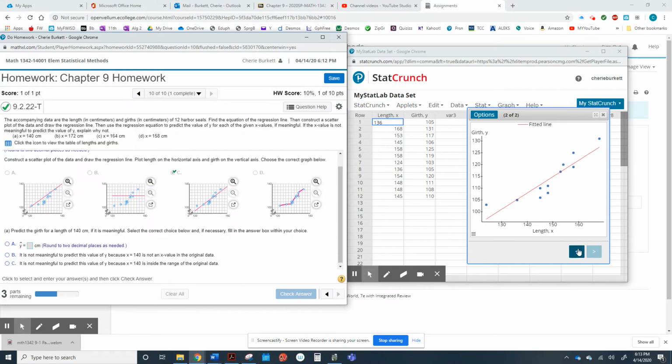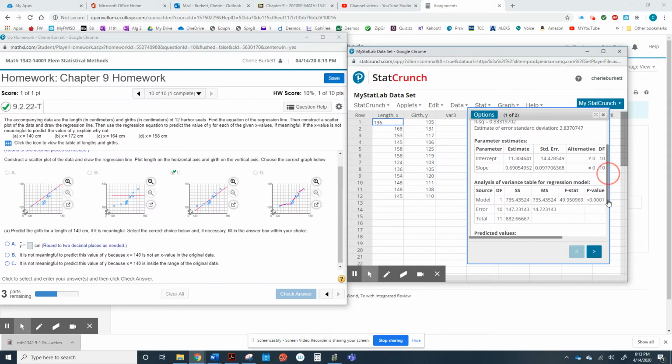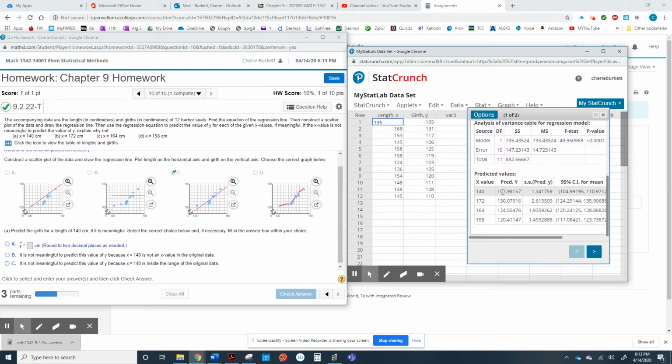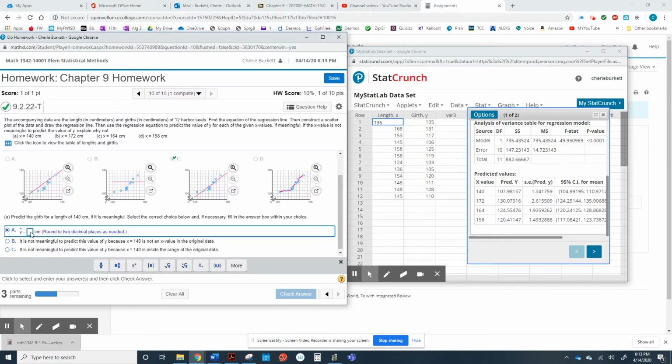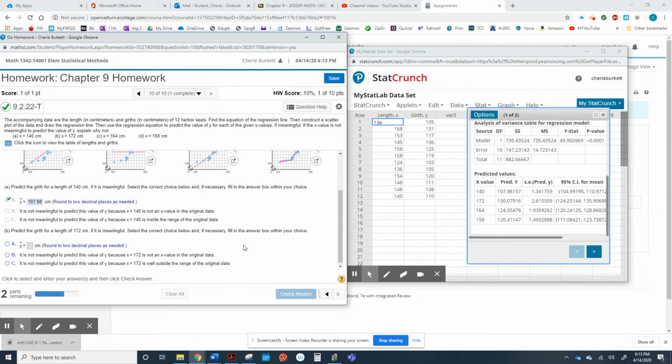Okay. Go back to your information over here. It says, okay, for the 140, what was the Y value? The 140 with the Y value was 107. Round to 2 decimal places, 107.98. Check your answer. Okay. This next one is a trick question. And I only know this because I've already done one of these.